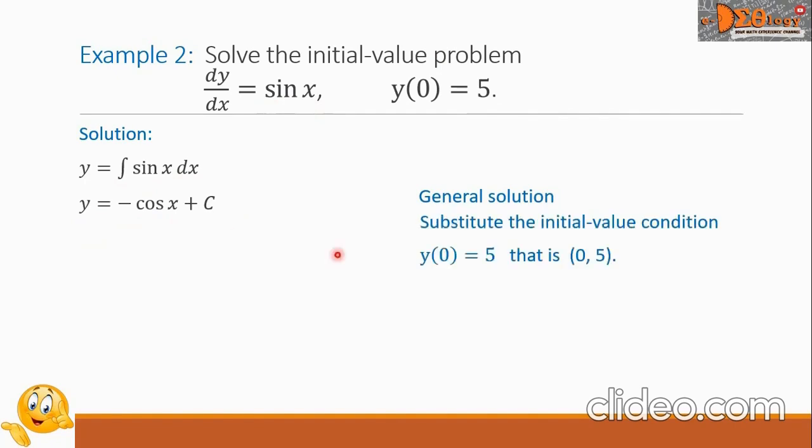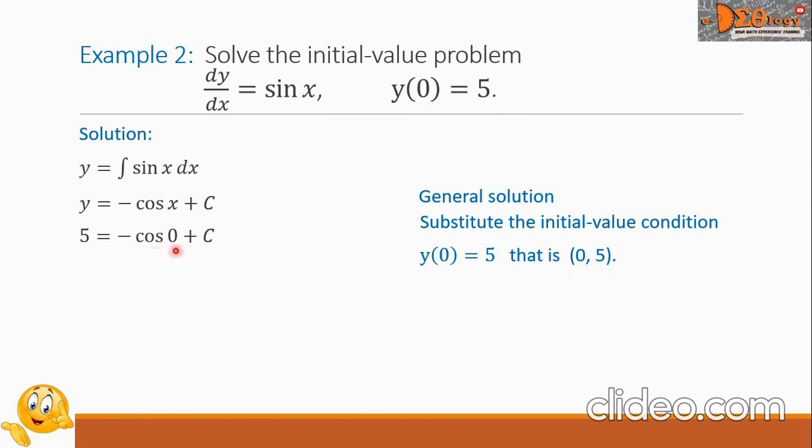Let us substitute the initial value condition. This y of 0 equals 5, which means the point is (0, 5). The x value is 0, while the y value is 5. Let us substitute now in this equation here. So we have 5 for the y equals negative cosine x becomes negative cosine 0, then plus c.